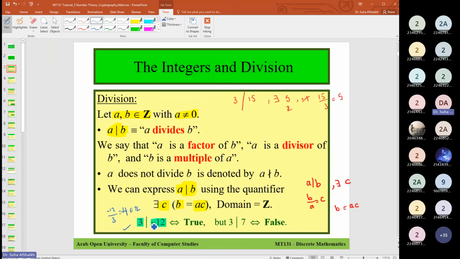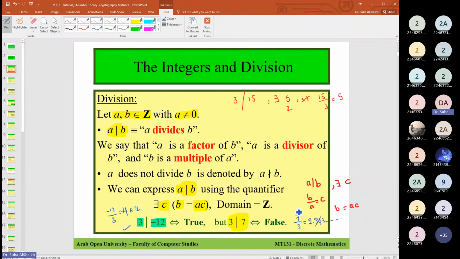Now, does 3 divide 7? No, this is false. ليش؟ لأنه when I divide 7 by 3, the answer will equal what? You should have your calculator around while working with this tutorial. دائما راح نستخدم الكالكوليتر هنا. So if you divide 7 by 3 using your calculator, this equals 2.333 and so on. Is this an integer? No, this is not an integer.